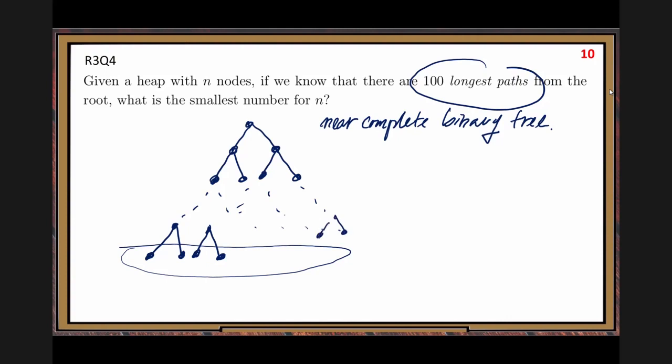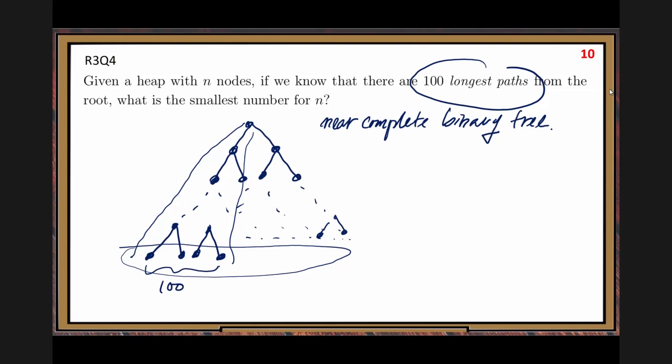Okay? So then, the longest path, what are longest paths? Longest paths from the root to these leaf nodes, that's the longest path. So not to these other leaf nodes. There are a few leaf nodes here, but that path is shorter. So here we know there are 100 nodes like that.